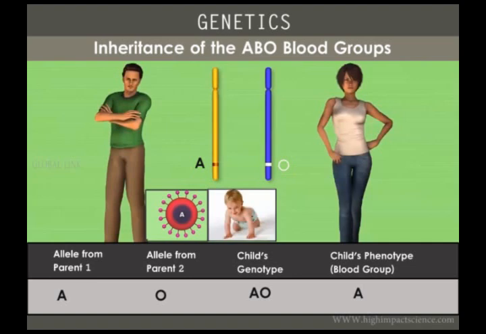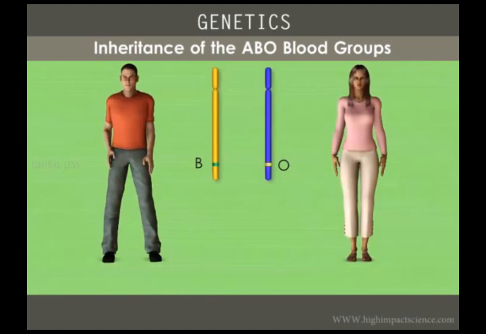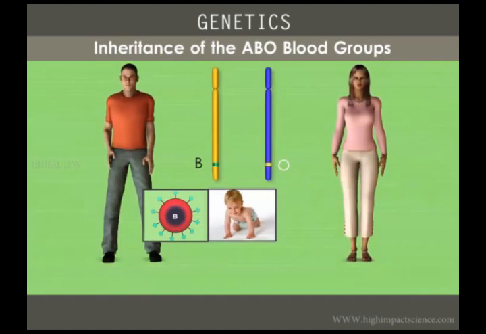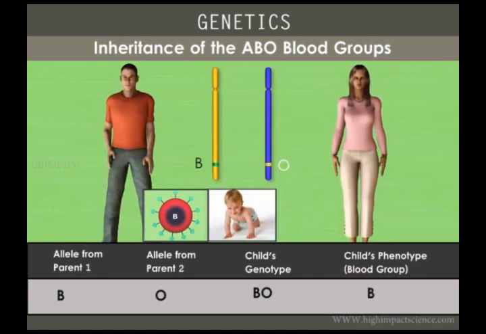Equally, if the allele from one parent is B and the other is O, only B is expressed in the offspring, and the red blood cells have antigen B only, because B is completely dominant over O. In this case, the child's genotype is BO and the phenotype or blood group is B.